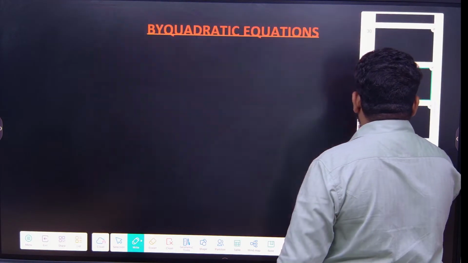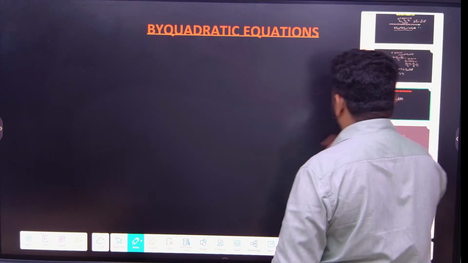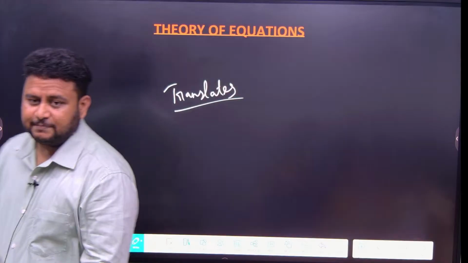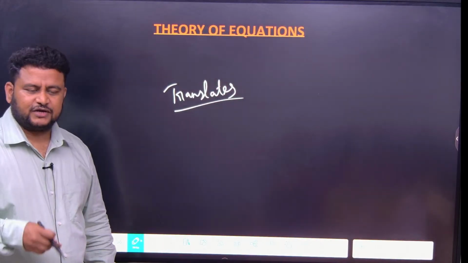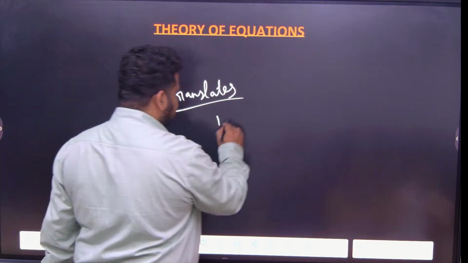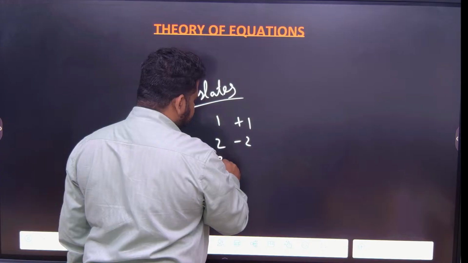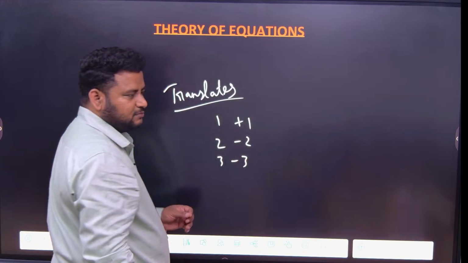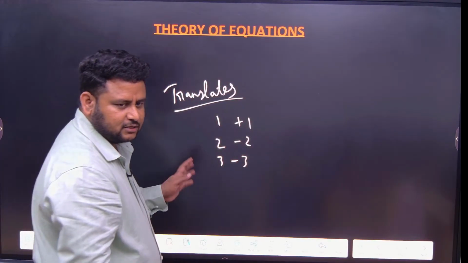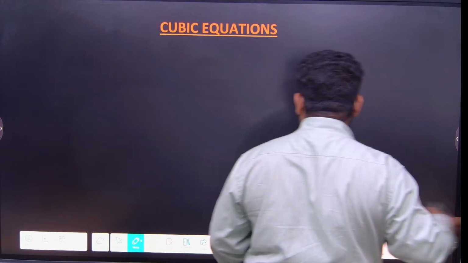Some questions, when they give cubic by quadratic, all these things, to find out one root you have to use the trial and error method. For that you can take 1, minus 1, you will be using mostly these only, 2, minus 2, 3, minus 3 like this. So those questions will be a little lengthy. Apart from that the topic is simple only. Now cubic equations.